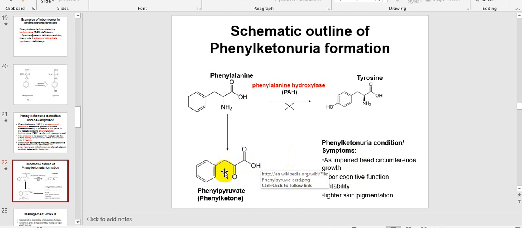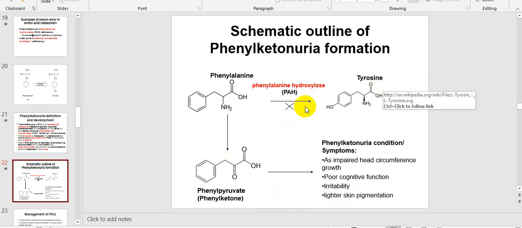So accumulation of this product, phenylpyruvate or phenylketone, in the blood or in the body will lead to an impaired head circumference. Meaning that if the head of the baby is supposed to be normal, the head will now become so small. And if your head is small, it means your brain is small. And if your brain is small, you have poor cognitive function. You don't think. When you study, you will not understand, because your brain is not developed well. You become easily angered, you feel uneasy, uncomfortable, and the person has lighter skin pigmentation because tyrosine is not available to produce melanin.